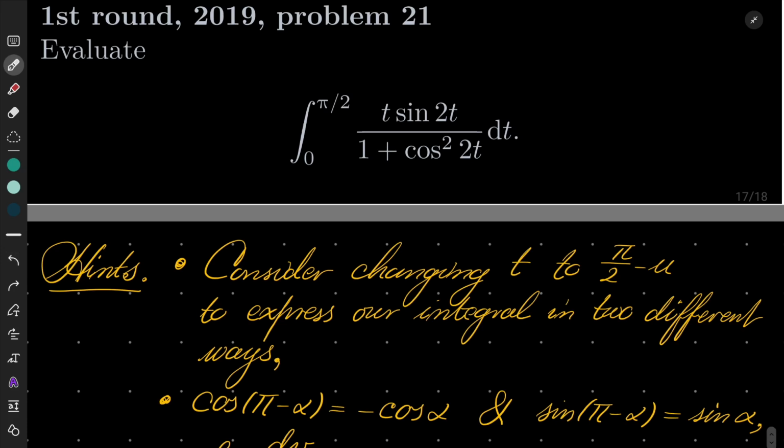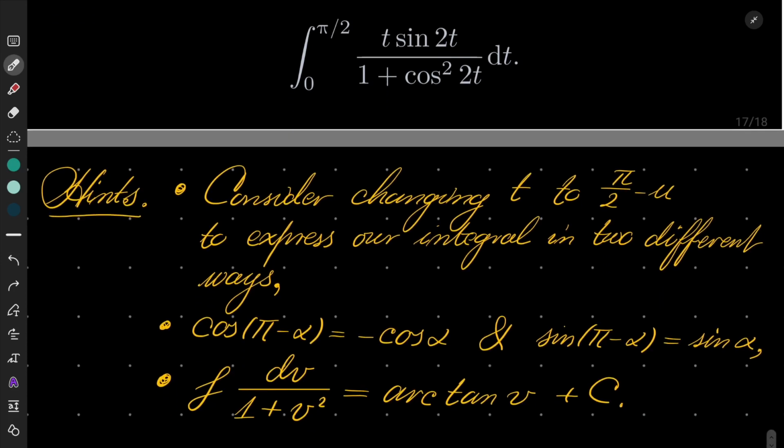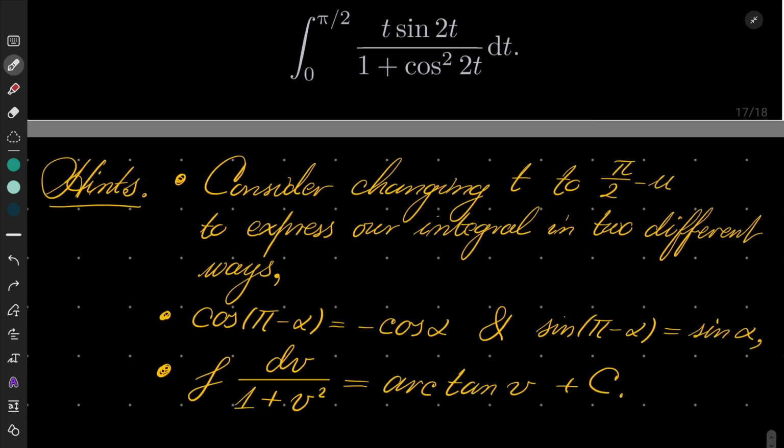So my hints for this problem. First, consider changing t to pi over 2 minus u to express our integral in two different ways. Then remember these two well-known trigonometric identities: cosine of pi minus alpha is minus cosine of alpha, and sine of pi minus alpha is sine of alpha. And finally, remember that the integral of dv over 1 plus v squared is just arctangent of v plus some constant. So give this problem a try and I will see you in a minute.